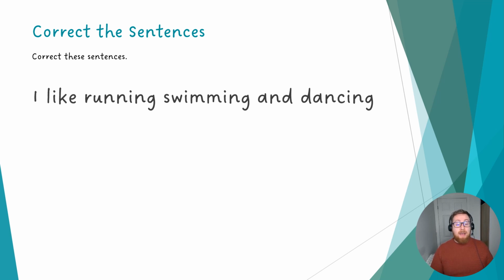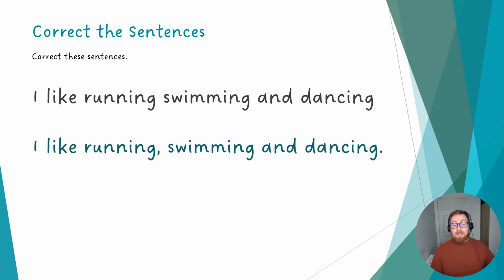Well, we already have capital letter on the first bit, so that is correct. I like running, swimming, and dancing. Now we can add a comma here. We can. It's not necessary when you have and, but we can add a comma. We also have the full stop there. Dancing. End of the sentence.